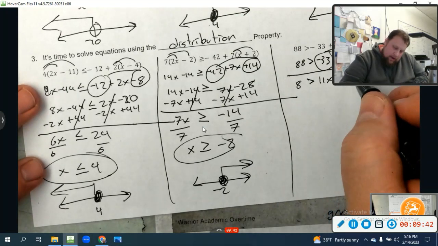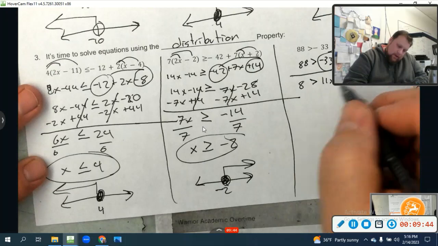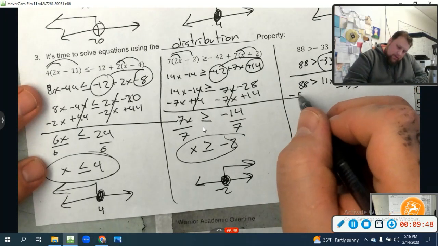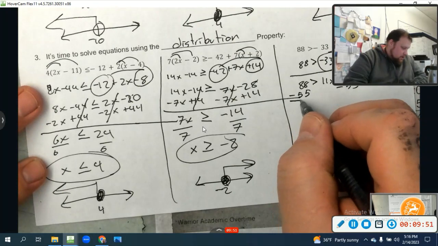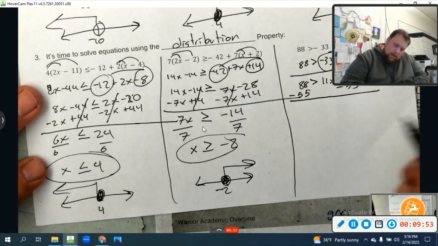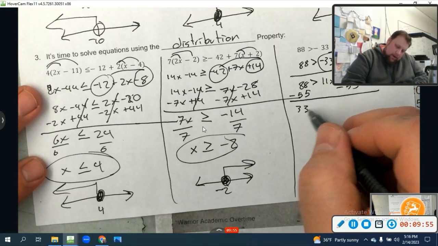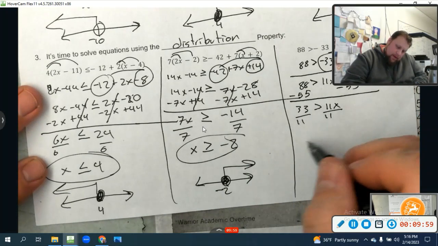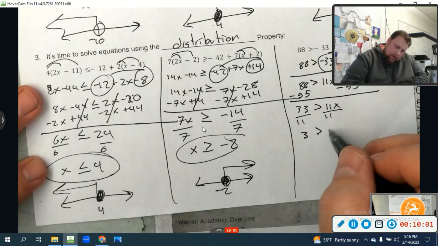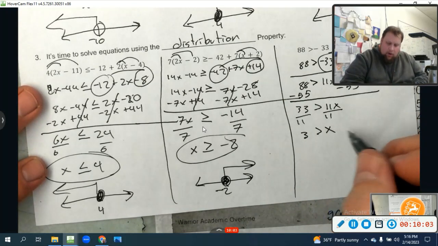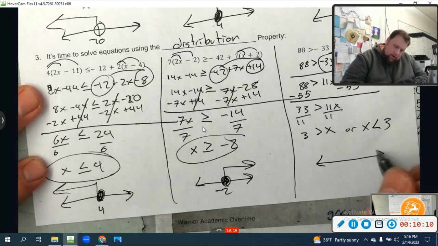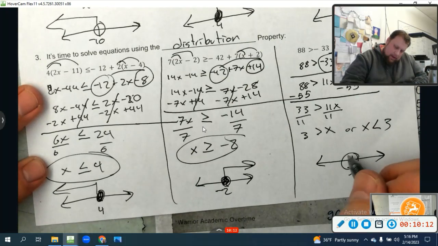So let's subtract 55 from both sides, minus 55 from both sides. And I get 33 is greater than 11x. Divide both sides by 11, and 3 is greater than x. Or I can flip that around and say x is less than 3, and that would be an open dot at 3. Everything to the left. All right, there's some good practice for you guys today.